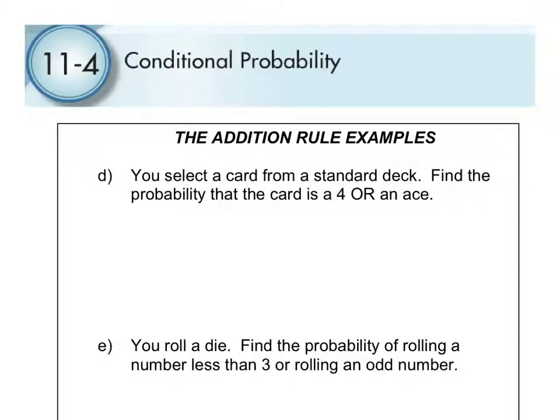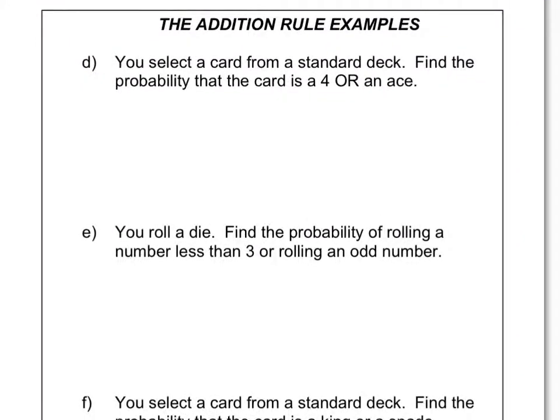Okay, so now let's take a look at some examples here. Using the addition rule, it says you select a card from a standard deck. Find the probability that the card is a 4 or an ace. Again, the first thing you have to ask: can you be a 4 and an ace at the same time? No, you cannot. So this is an example of a problem that is mutually exclusive. They are completely separate.